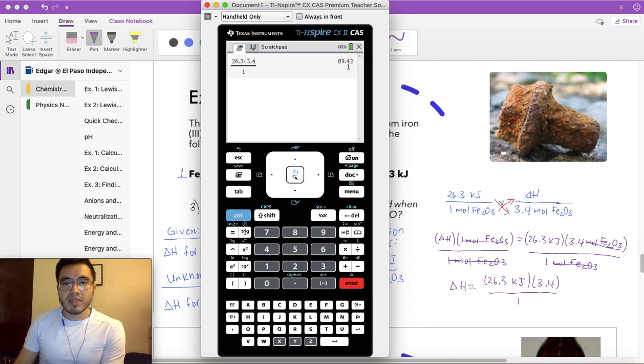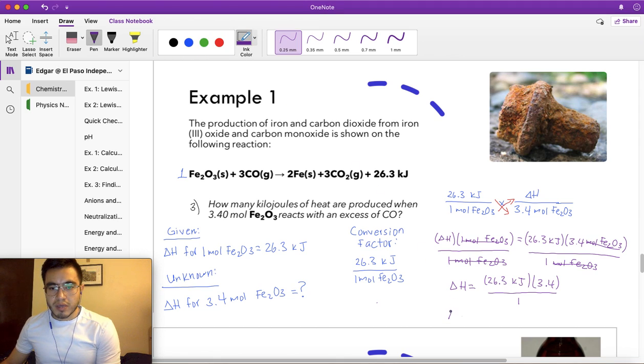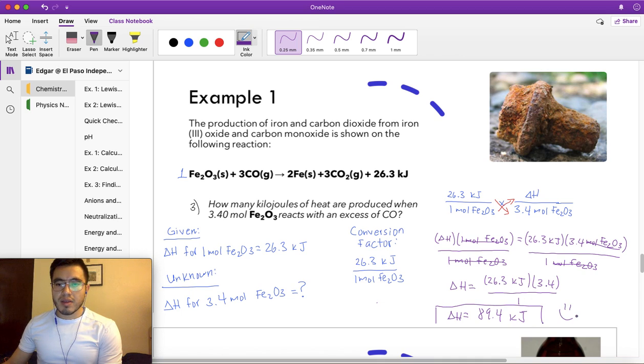26.3 times 3.4 divided by 1, which is what we have. And our answer is 89.4. So let's write it in red. Delta H, oh, it's purple, that's fine, is equal to 89.4 kilojoules. Whoa. And we box it. And that's our answer.